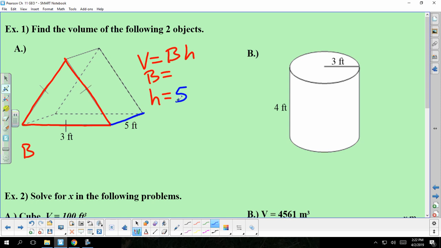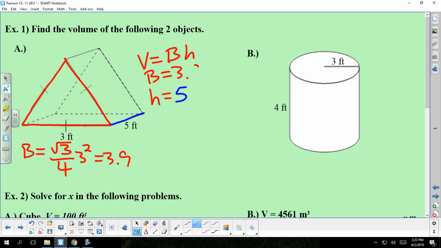But the base is the area of this triangle. So this is an equilateral triangle. So I'm going to use the square root of 3 divided by 4 times the side length squared. I'm going to type this into a calculator. So we get the area of our base, is 3.9.